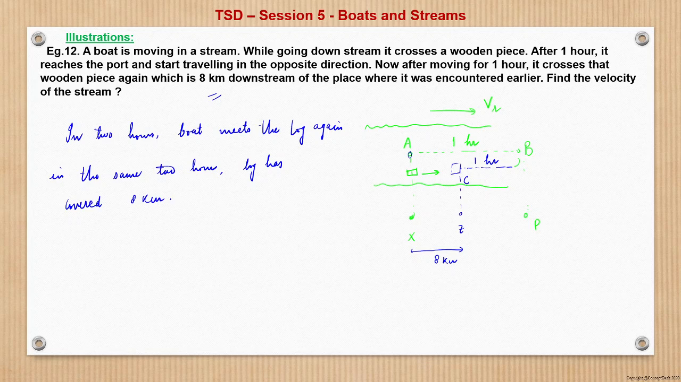8 kilometers, right? So what is its speed? At a speed of VR, because VR into time is 8 kilometers and time is 2 hours. So from here we can say 8 by 2, which is 4 kilometers per hour, is the speed of the stream, right? So this is an easy problem. Just the comprehension we need to be very sure about, why and how we are using it. Otherwise, this is just a 1 second problem, right?